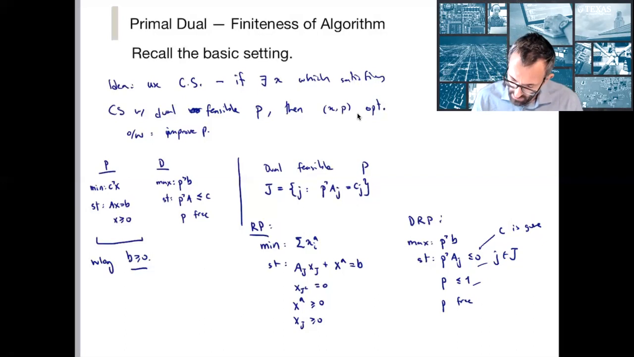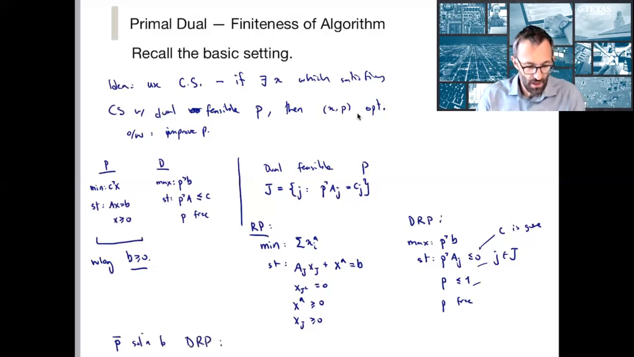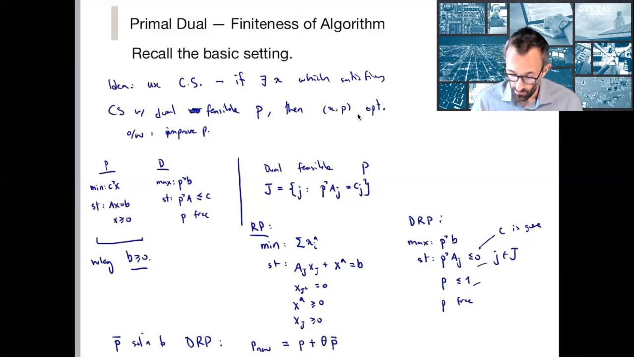Okay, so this, as we mentioned, if we solve the restricted primal with simplex, we also get in the solution the solution to the dual restricted primal. And if we call P bar the solution to the dual restricted primal, then, as we explained in more detail last time, we update our dual variable by writing that P new is equal to P plus theta times P bar. So what happens here?